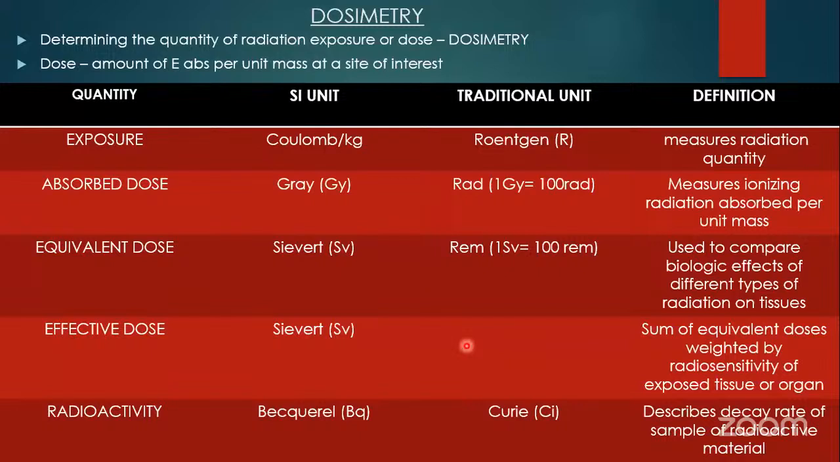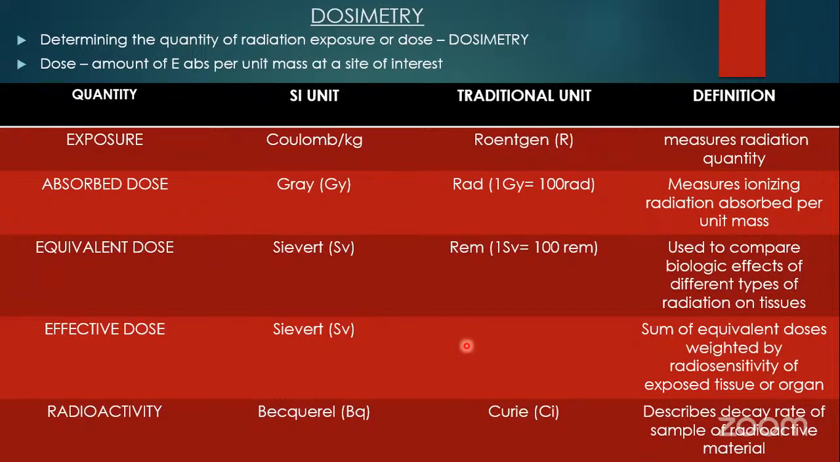In dosimetry, we have certain terminologies that we need to remember. First is exposure. Exposure measures the amount of radiation that has been administered. Absorbed dose measures the ionizing radiation absorbed per unit mass of the body. Then comes your equivalent dose. Equivalent dose is used to compare the biologic effects of radiation between different types of tissues. An effective dose is like a summary, summing up the equivalent doses weighted by radiosensitivity of an exposed tissue or organ.